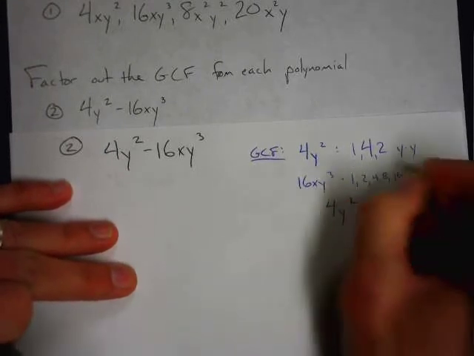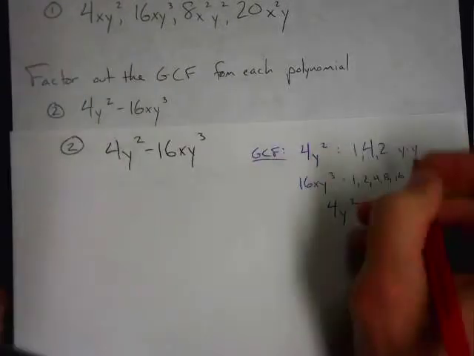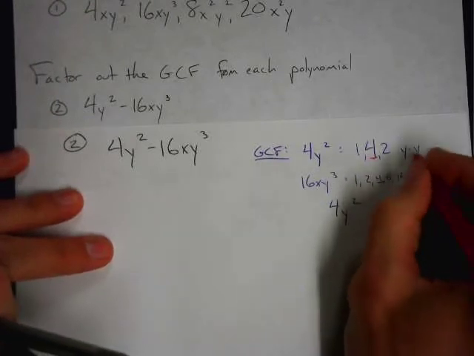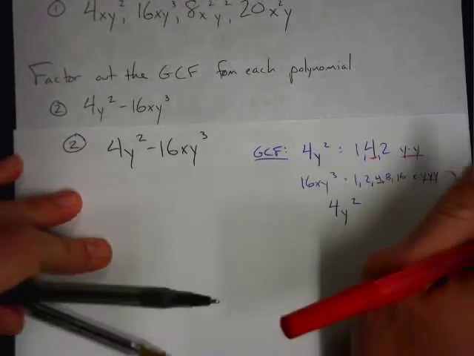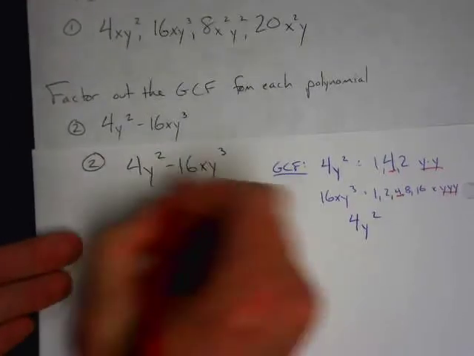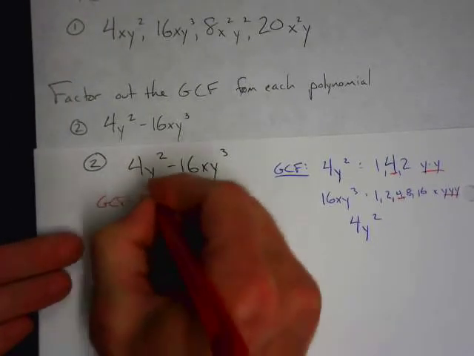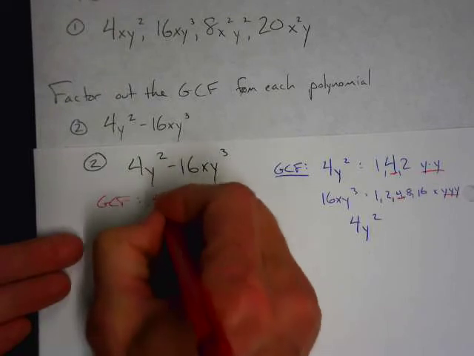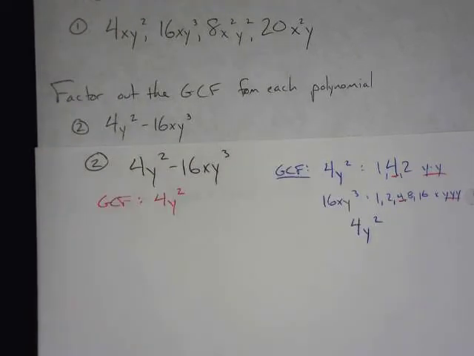Okay, so that's the GCF. They both have a 4, and they both have 2 y's, right? So 4y squared is the greatest common factor. So again, we know that the greatest common factor of these two terms is 4y squared.